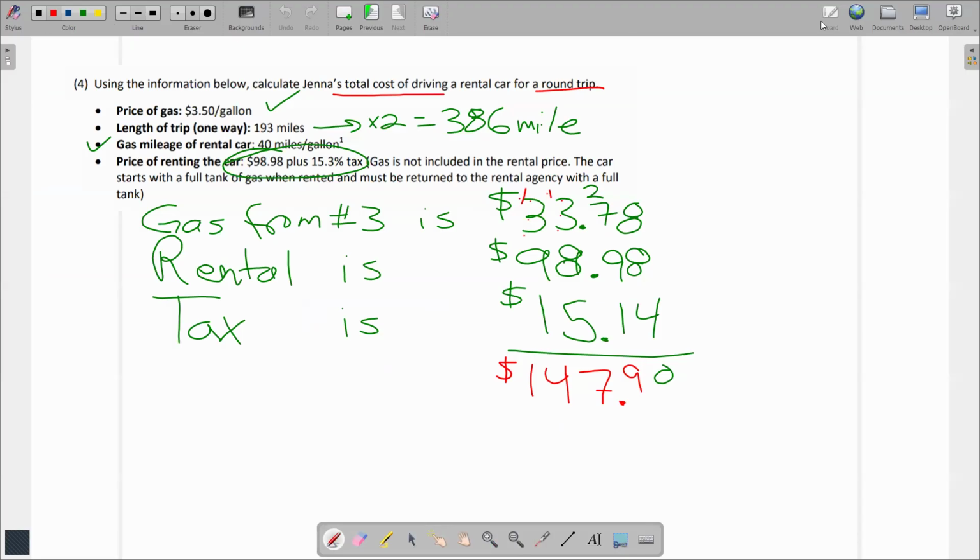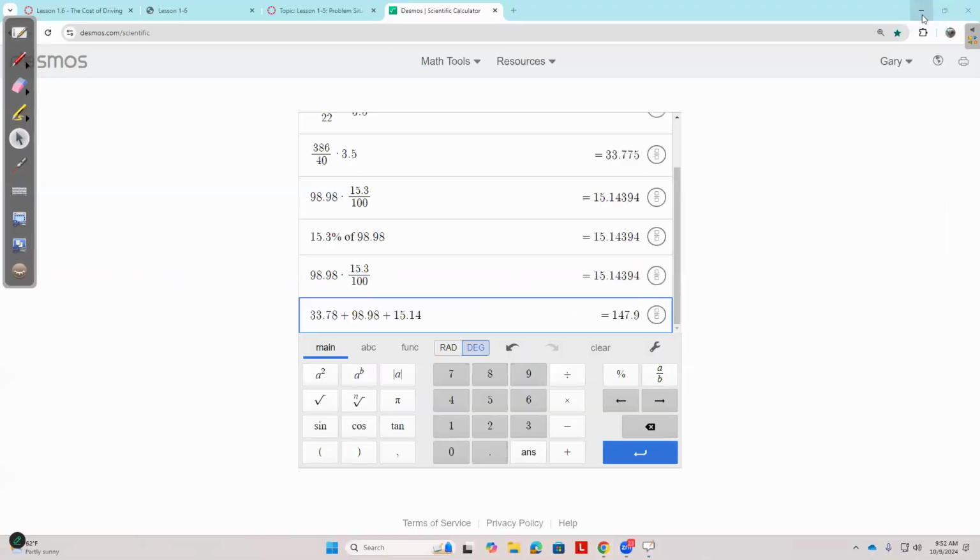So where does it look like a minus symbol? On this screen here? Yes. Okay, yeah, it's a plus right there.